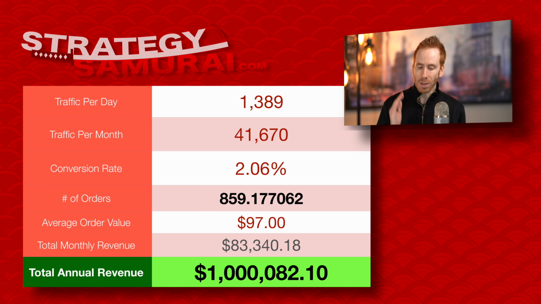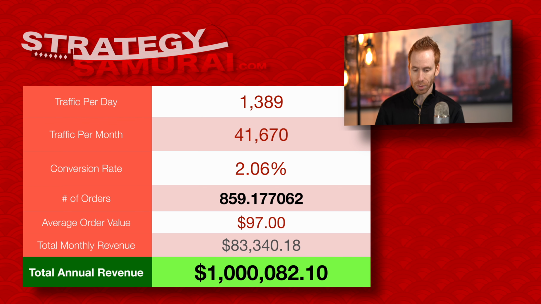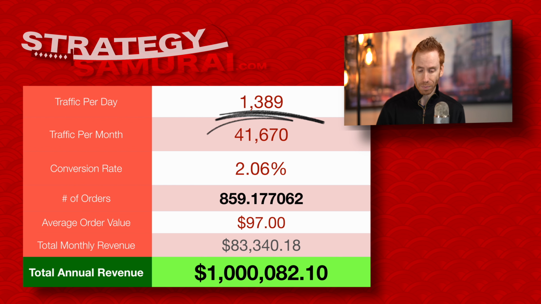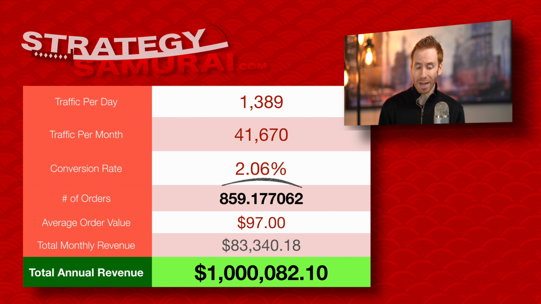All right, this is just one simple calculation to get us to $1 million, actually $1 million plus 82 bucks and 10 cents per year, right? Now, let's kind of go through this. Let's play around with this. All right, well, on a daily basis, using this formula right here, we can see that we need 1,389 visitors per day. Per month, we need 41,670. We're saying that we have a conversion rate on our offer of 2.06%.